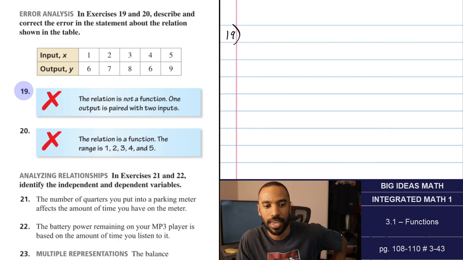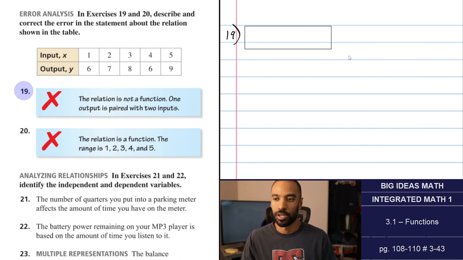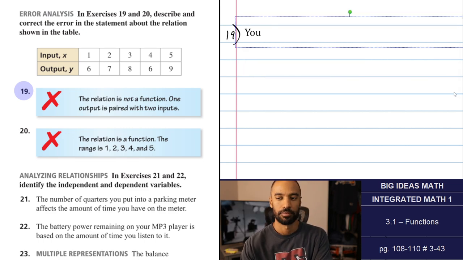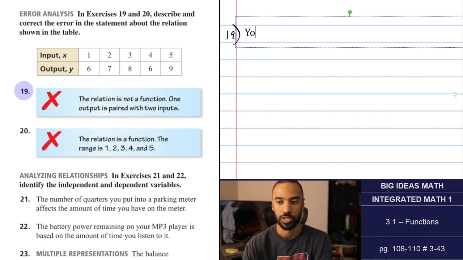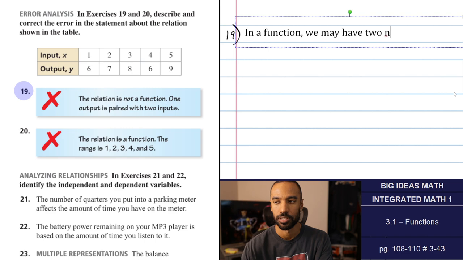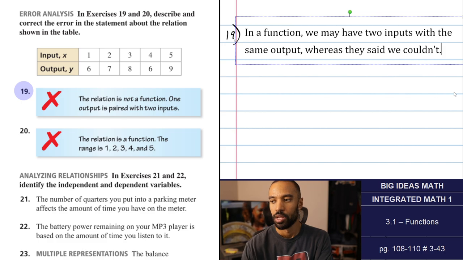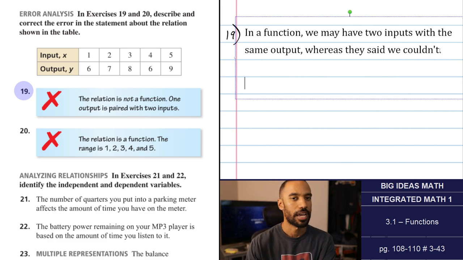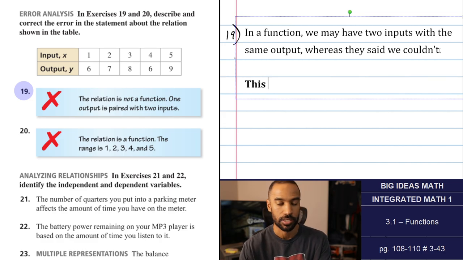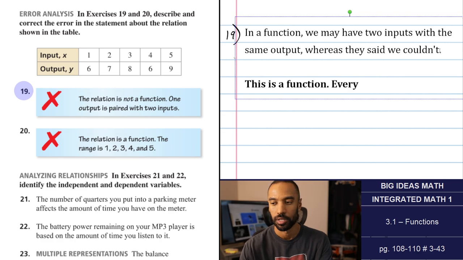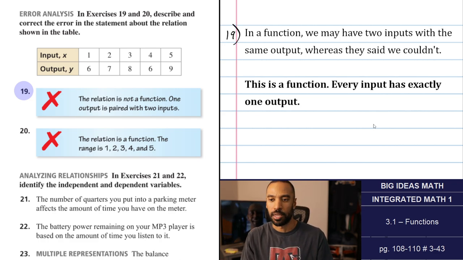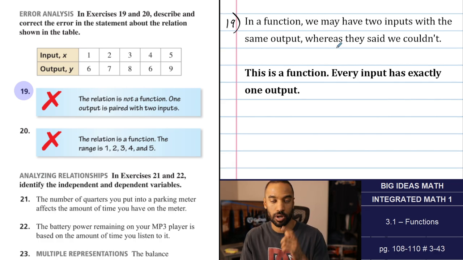But they said there are two inputs with the same output. Well, that's allowed. You're allowed to have it in any relation, and in a function, based on the function definition, we may have two inputs with the same output. Whereas they said that we couldn't. So let's fix this. This is a function, not because they're wrong, but because each input has one output. Every input has exactly one output. We're not looking for how many inputs there are for each output. We're trying to see how many outputs there are for each input.